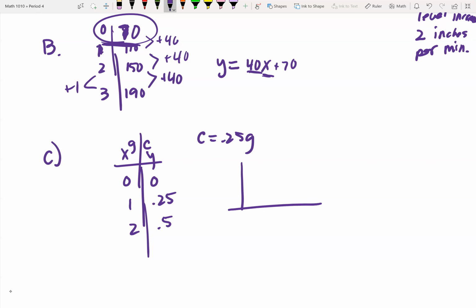Then numerically, over here G is gallons, and this is going to be the cost. So I'm going to go 1, 2, and 3, and then this is kind of funny, but I'm going to call that 0.5. So 2 is 0.5, 0 is going to be 0. I know it's going to be linear because I've got that equation. Looks like that. Make sure you label those axes.